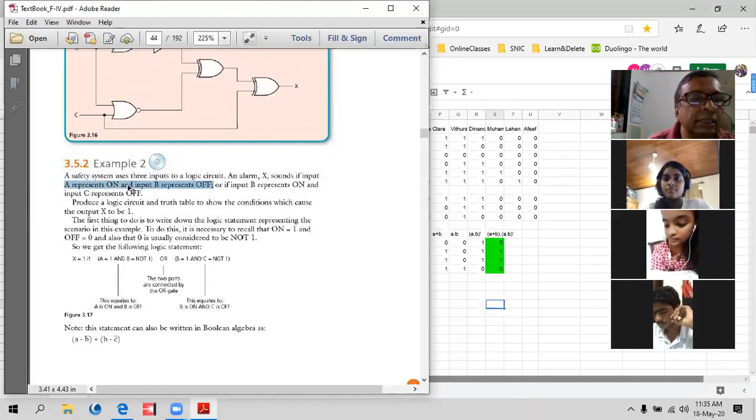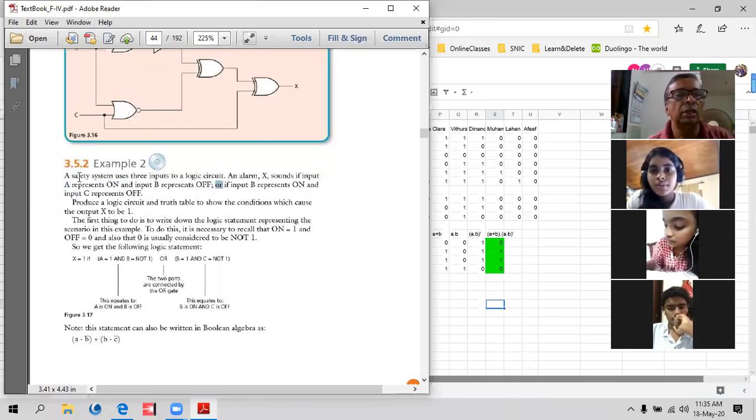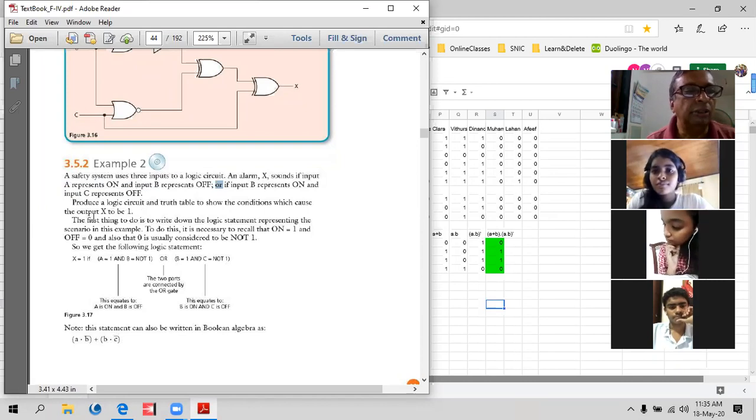Can you see an and here? This is one condition. What is the condition? A is 1. And this is another condition. And A and B. Or. So there is another condition which the alarm will go. Either these two are true, otherwise these two are true. If input B represents on and input C represents off. So altogether there are three inputs. So we are asked to produce a logic circuit and truth table to show the conditions which cause the output X to be 1.